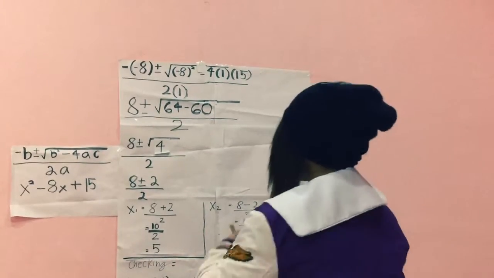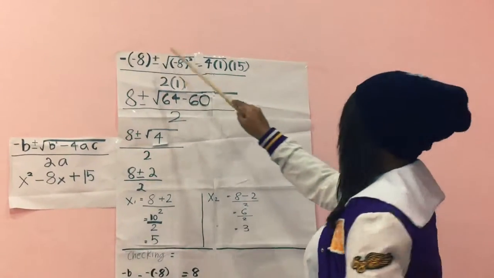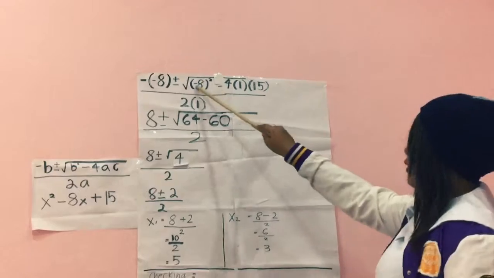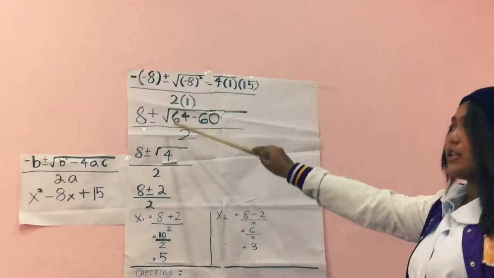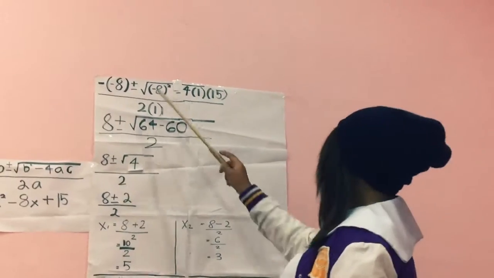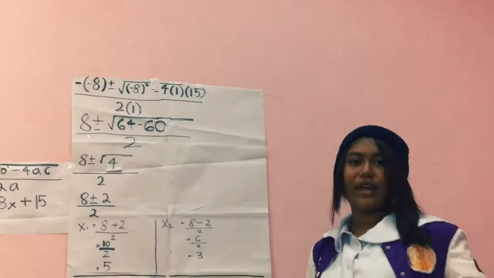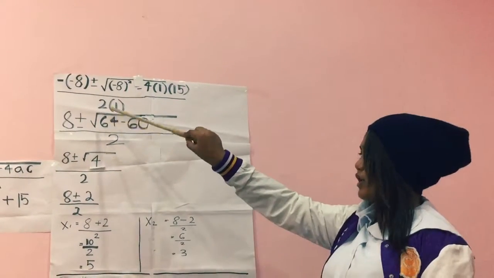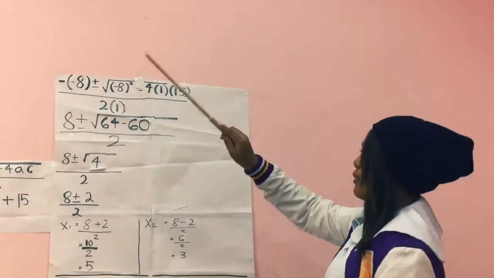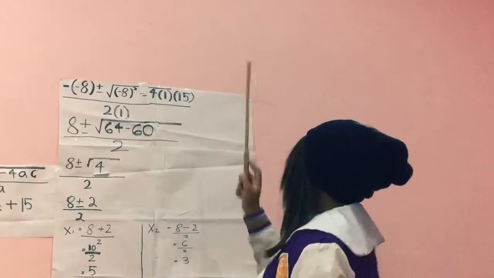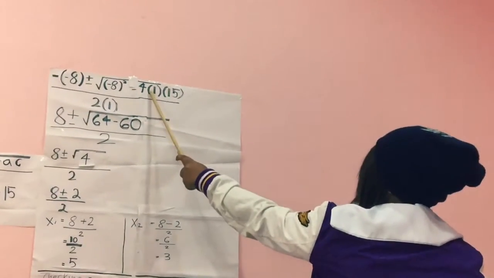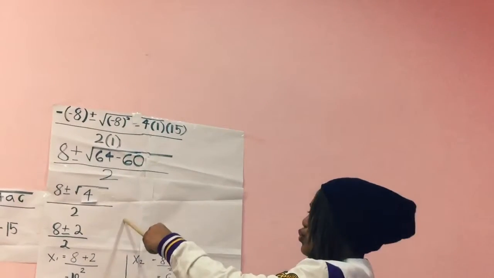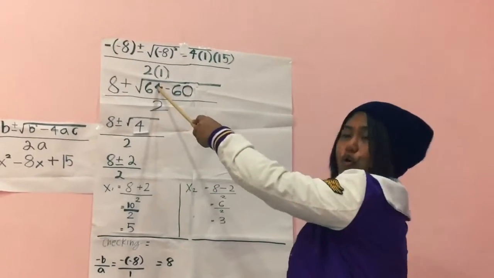In solving, this will turn into positive. So positive 8 plus minus the square root, then you will square your negative 8. After you square it, you'll have 64. It will be positive. Then you will times 4 times 1 equals 4, and 4 times 15 equals 60. Then 2 times 1 equals 2. Then you will minus 64 and 60.